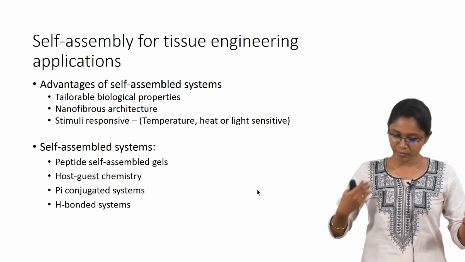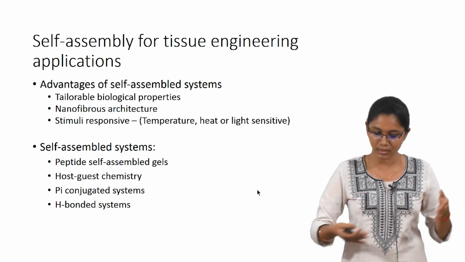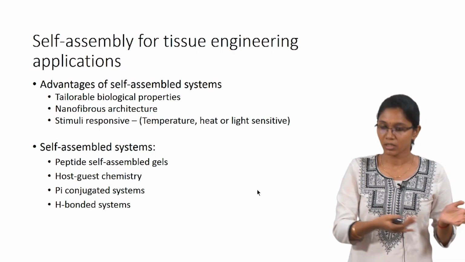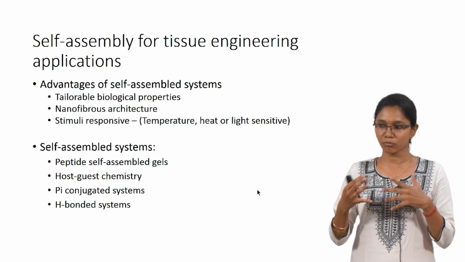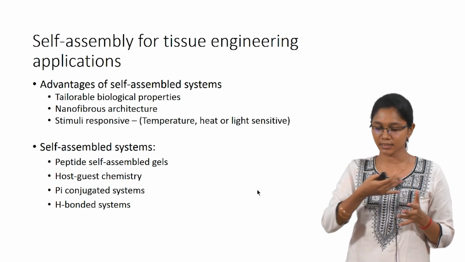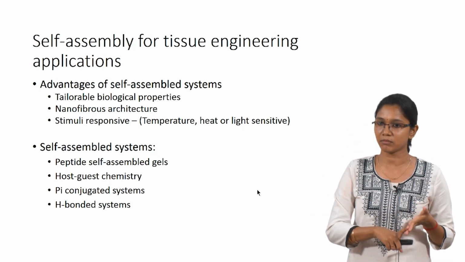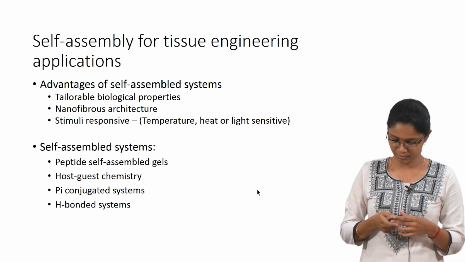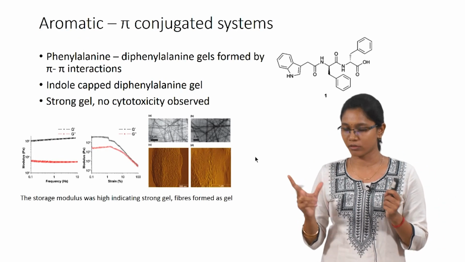Then we will be talking about self-assembled systems for tissue engineering applications: the peptide self-assembled systems, the host-guest chemistry molecules that are being used. I am just giving you some of the examples. There are a lot of literature reports which currently discuss all these systems, and then the pi-conjugated systems and the hydrogen-bonded systems. So the first one we will talk about is an aromatic pi-conjugated system.